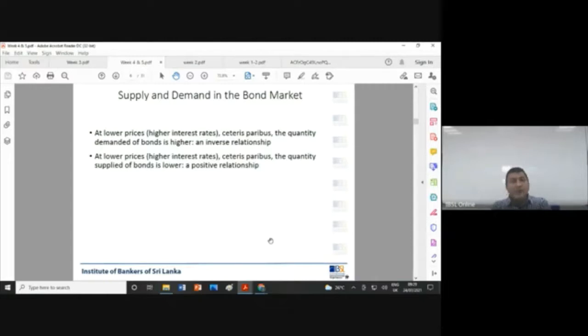At lower prices, demanders would have a higher return. At lower prices, suppliers would have a higher cost. So it is natural that suppliers would prefer cost to be reduced, right? So at lower prices, they would supply low. At lower prices, demanders are happy, they have a higher return, other things constant, right? Like risk, you are not considering here. Then they demand more. So that is basically the supply side and the demand side in the bond market.